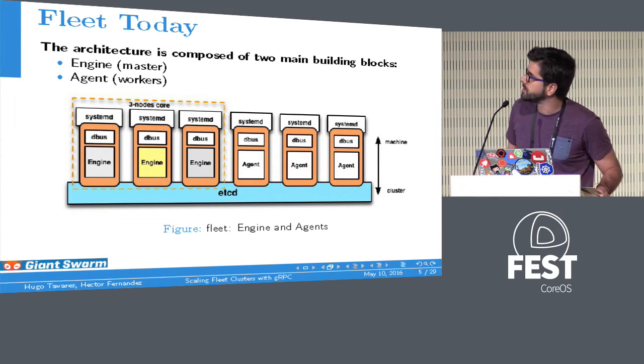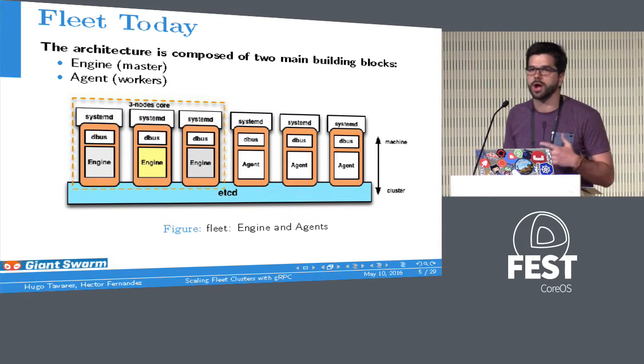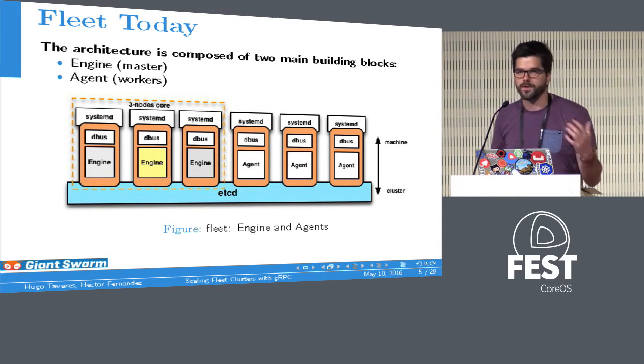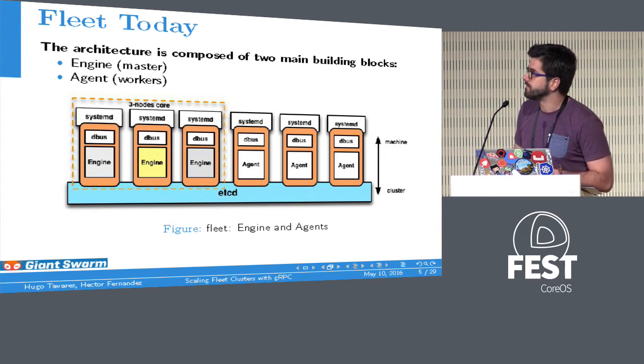Also, I wanted to point out that Fleet on each node uses dbus to communicate with systemd and know which are the systemd units and which is the state of these units on each machine.